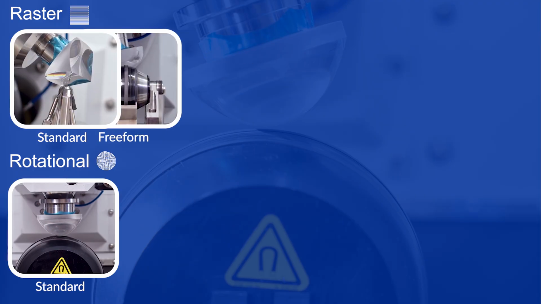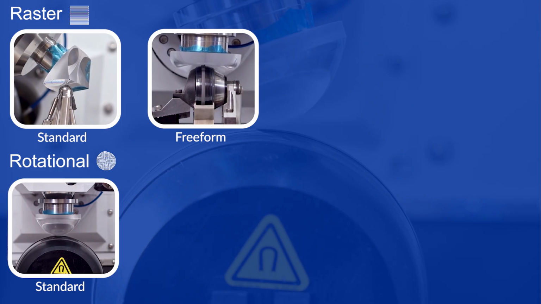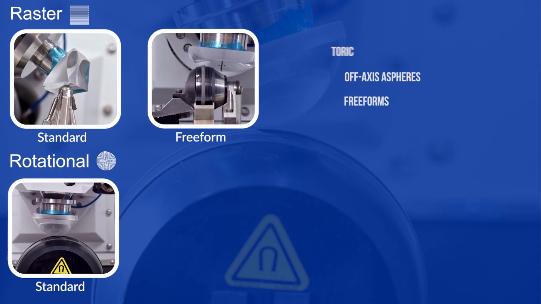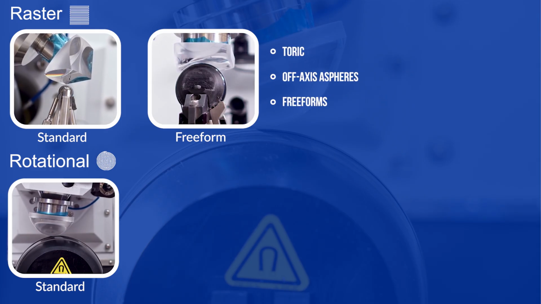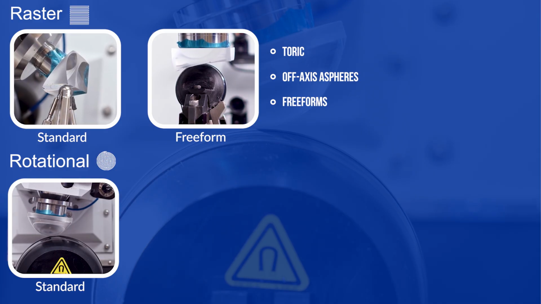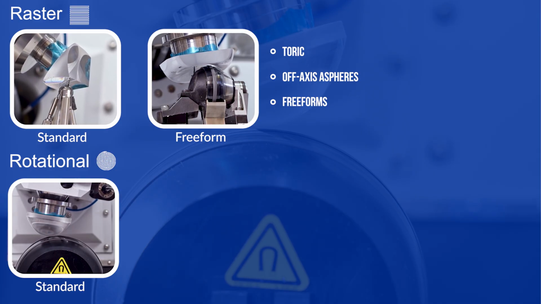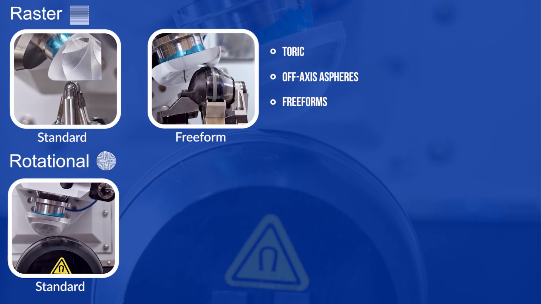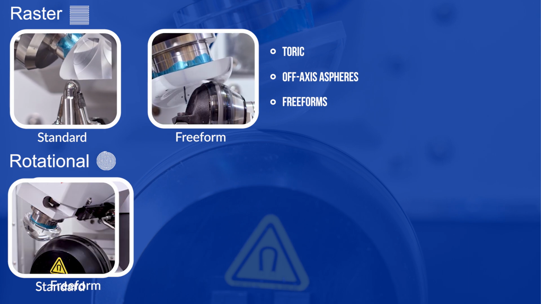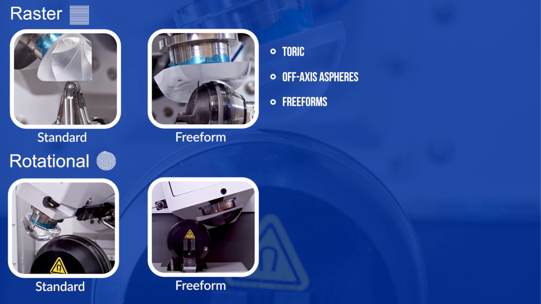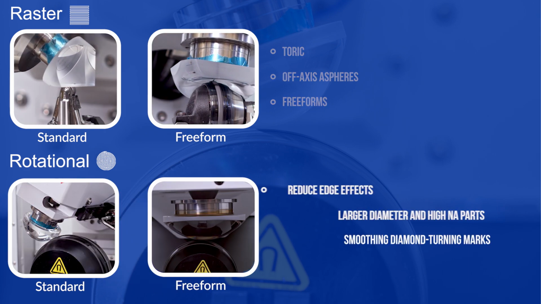But what about more complex shapes? This is the benefit of having raster freeform. Not only can you polish spheres and A-spheres, you can do toric, off-axis A-sphere, and even freeform surfaces. So if you can polish all these surfaces with a raster toolpath, why do you need a rotational freeform mode? Because it offers these advantages and benefits.